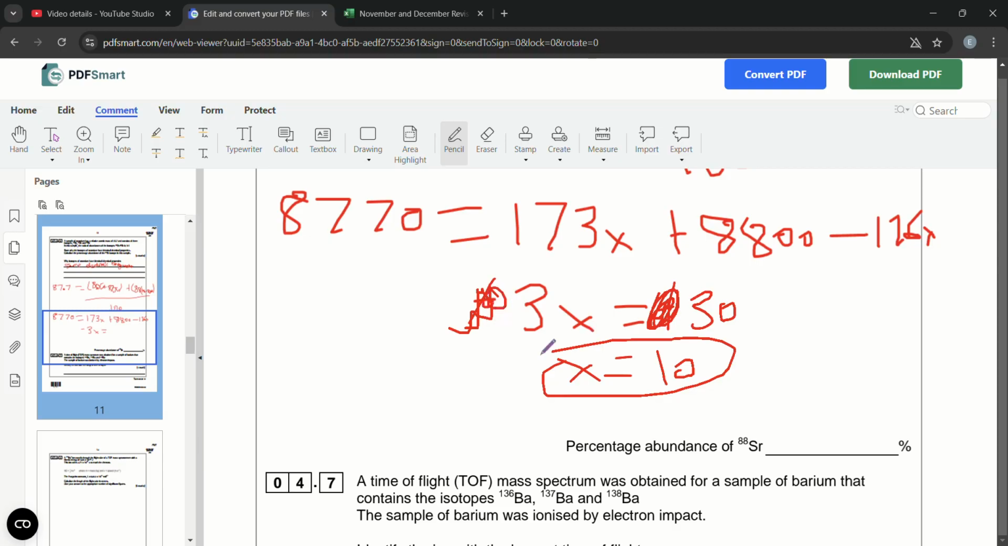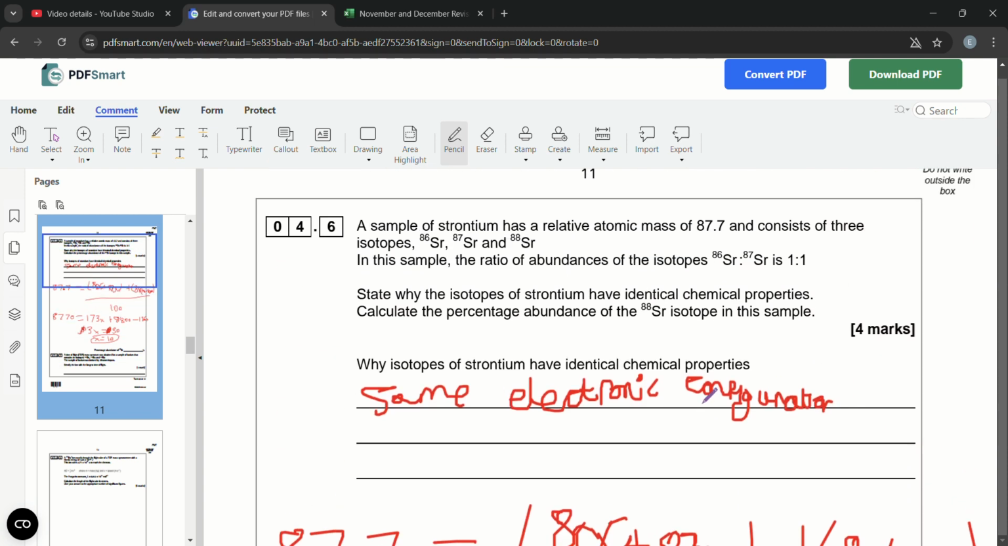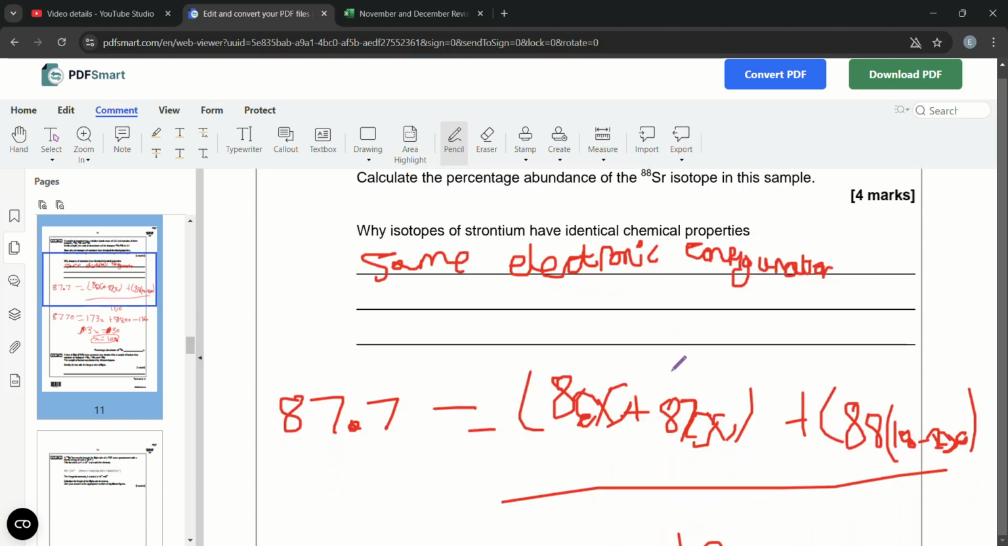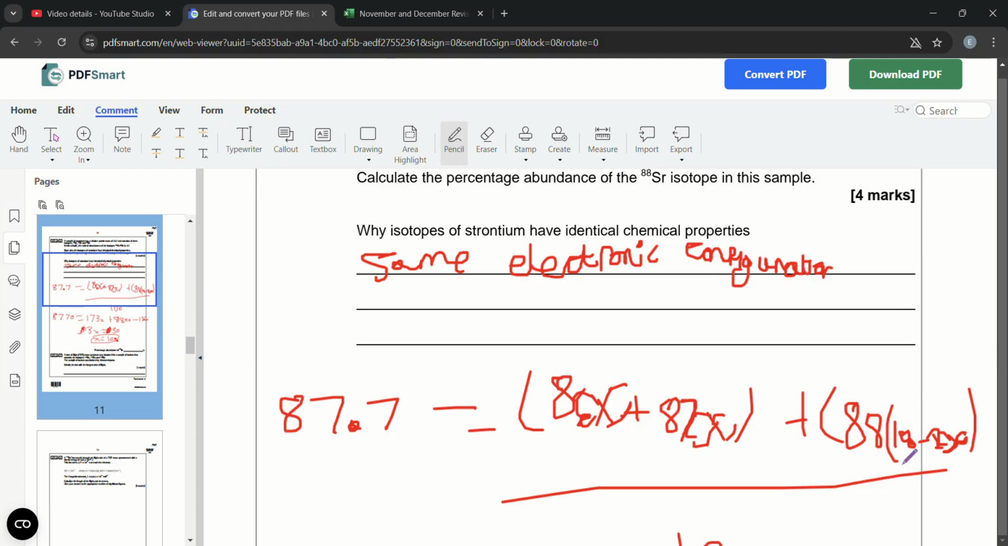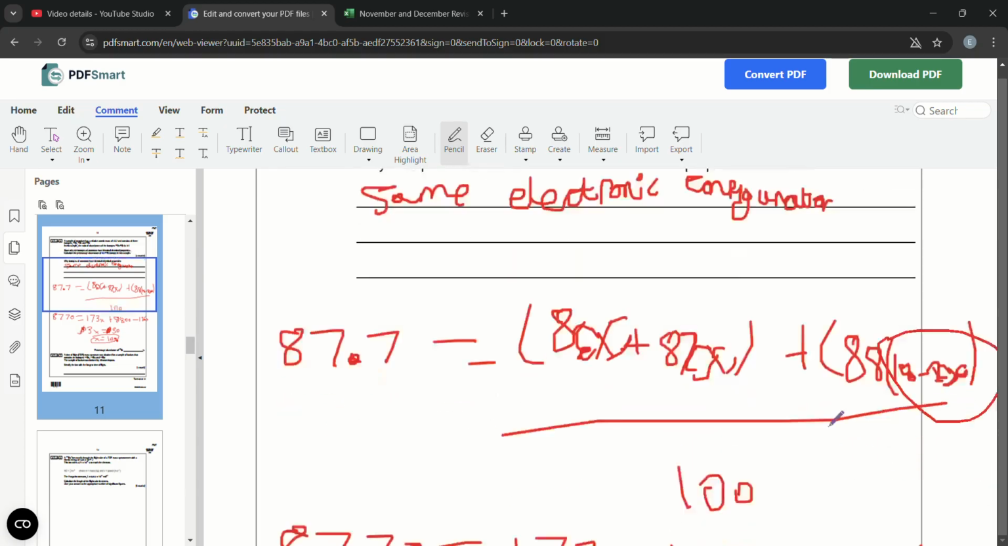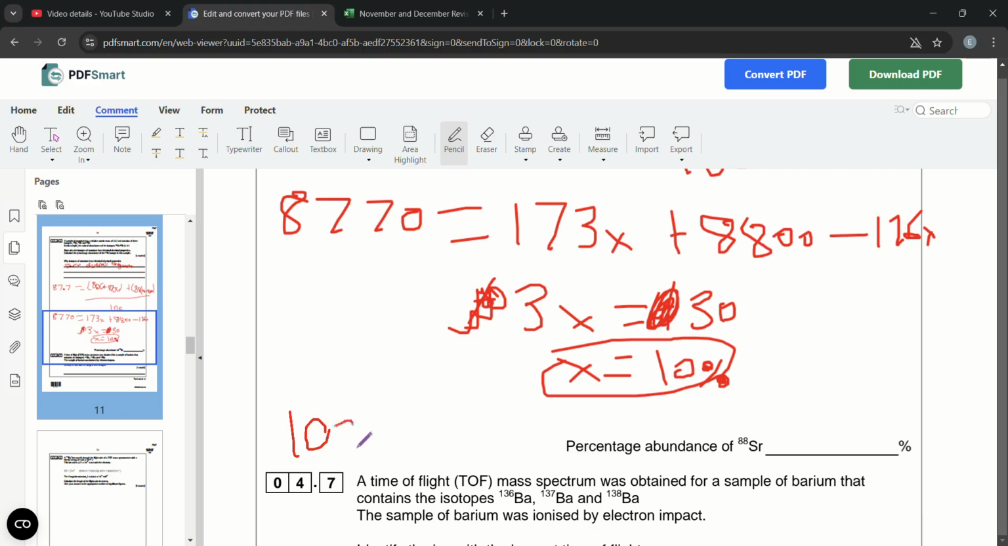So yeah, we could just write this minus 3x equals minus 30, then we get 3x equals 30, then we get x equals 10, which is 10%. So if we're trying to find out the percentage of 88Sr isotope, well, we know the 88Sr isotope is 100 minus 2x. So it's going to be 100 minus 2 bracket x 10, 100 minus 20, which will give us 80. So the final answer is 80%.